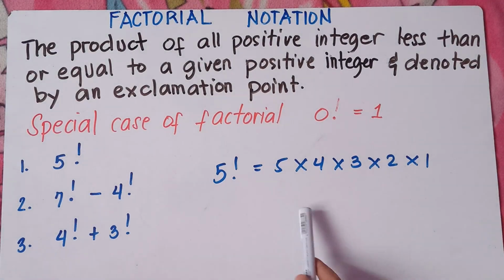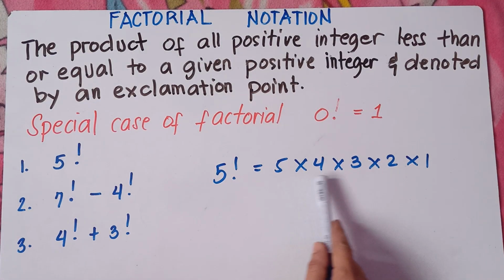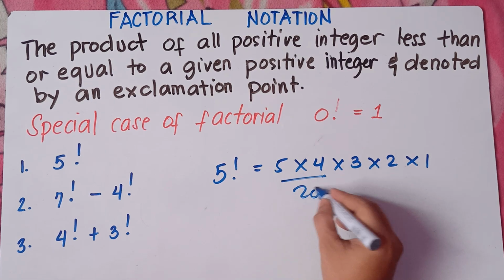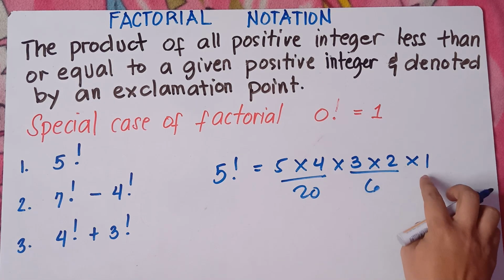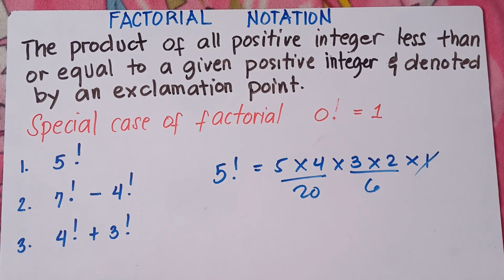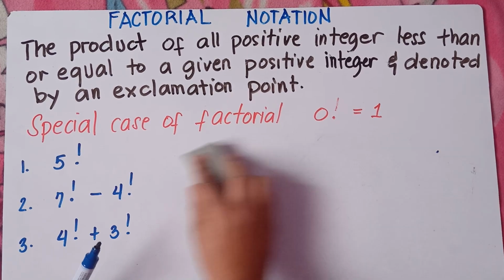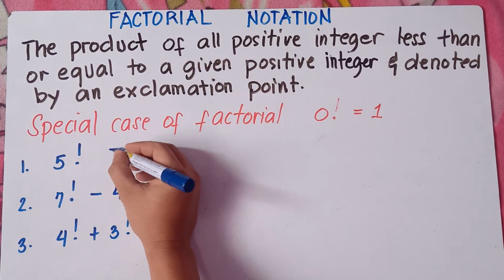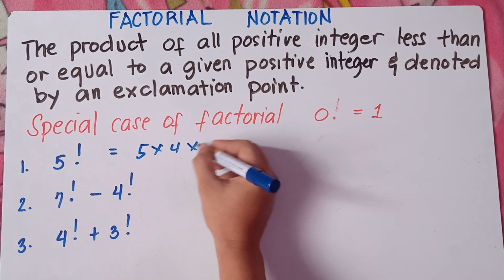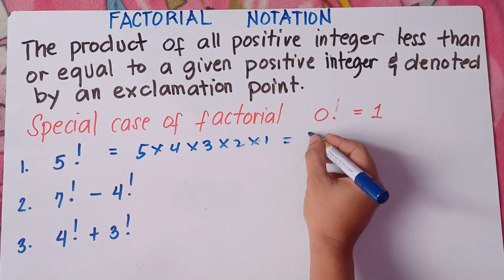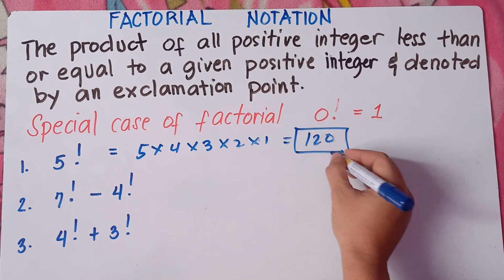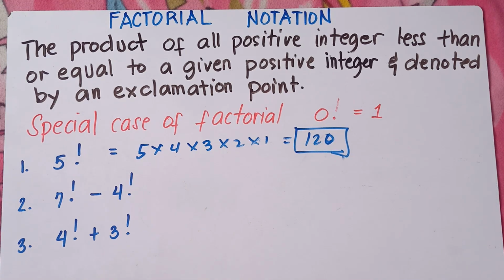Or if you multiply this one, 5 times 4 is 20, then 3 times 2 is 6. You can ignore 1 because any number multiplied by 1 is the number itself. So 20 times 6, that's 120. So 5 factorial is 5 times 4 times 3 times 2 times 1, and the answer is 120. If the teacher will allow you to use the calculator, it's very easy. Just use the one that I told you a while ago and you get the answer.